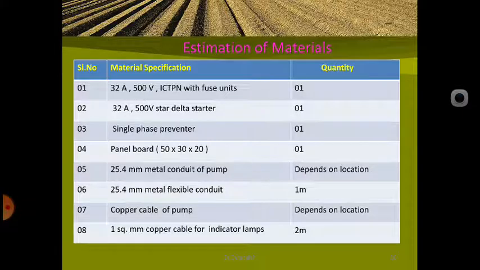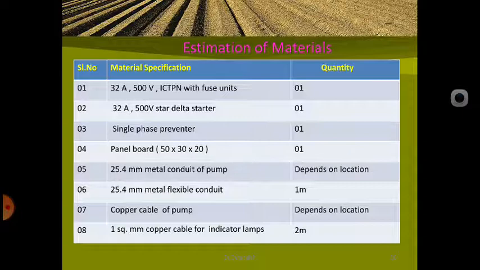The size of the conduit, we are going to find the length first of all. Next, 2.5 flexible conduit is also required, where the length is very less. So in the previous case, where the rigid conduit and flexible conduit, this is a metal conduit that should be earthed. And another is the copper cable of pump, that depends on the size of the motor.